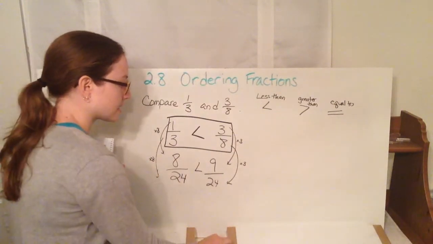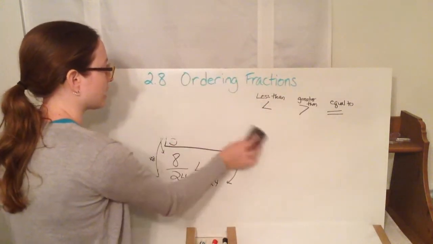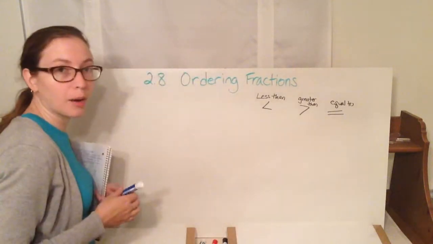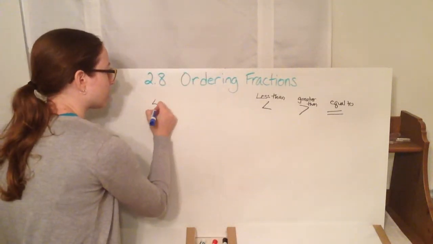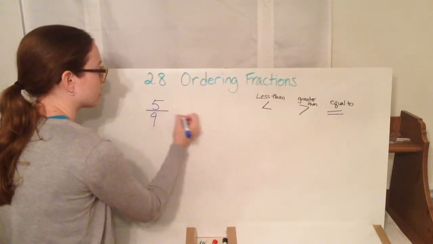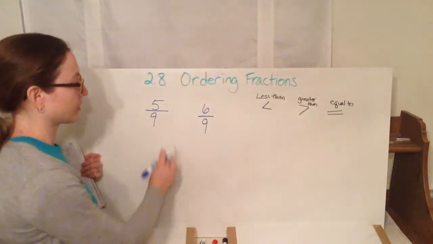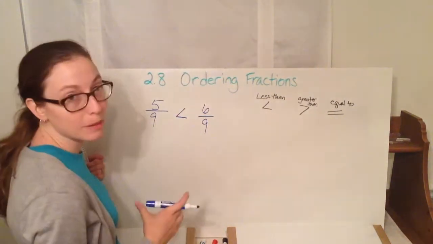You might consider, if we have fractions that are the same denominator, that it's going to be a pretty straightforward piece. If we are talking about 5/9 and 6/9, we already have the same, so we can tell right away. But there won't be many like that.